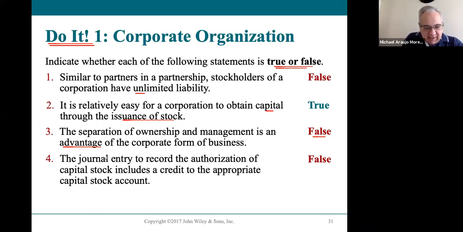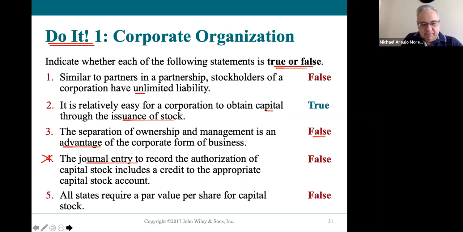We haven't gotten into this yet, but the journal entry to record the authorization of stock is to credit the capital stock account. Well, we haven't gotten into any of that stuff yet. So I think this is out of place. We'll be looking at journal entries in the next objective. All states require a par value. No, some states do, some states don't. Instead of a par value, there's also no par value. Some states don't require it. So that's why that's false.